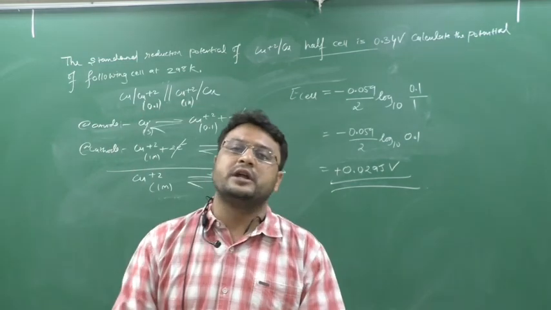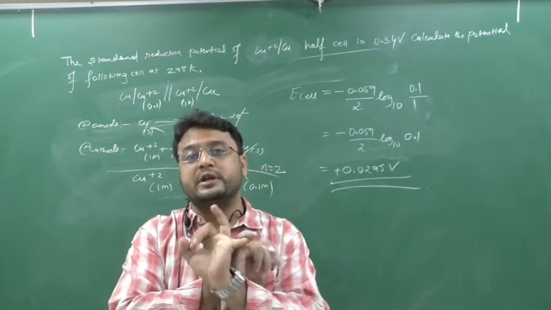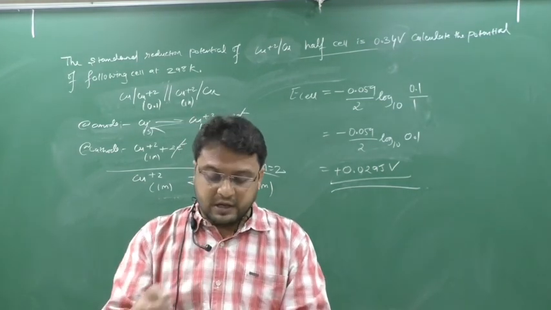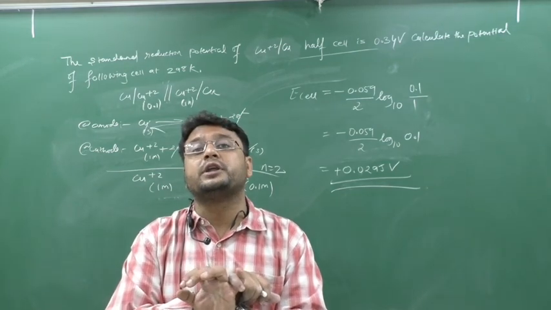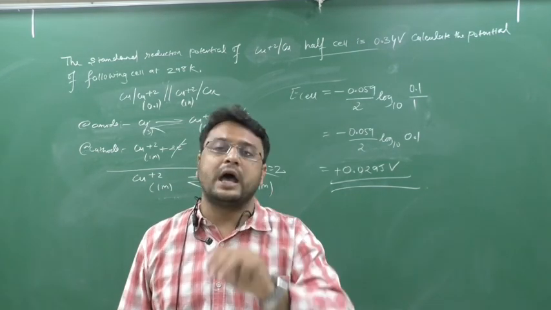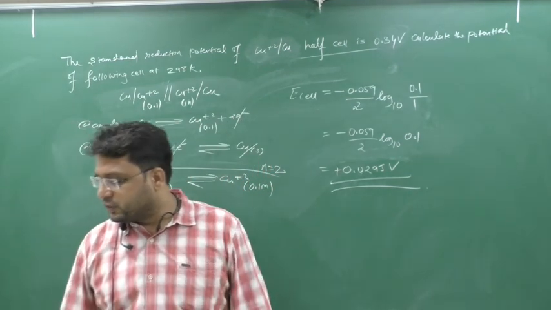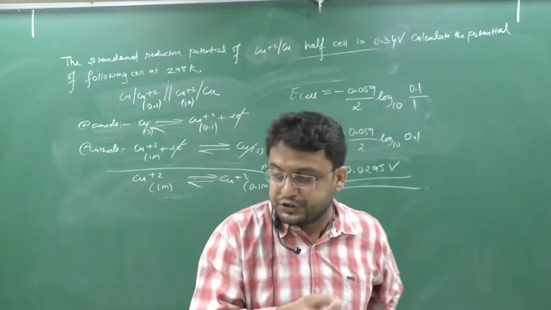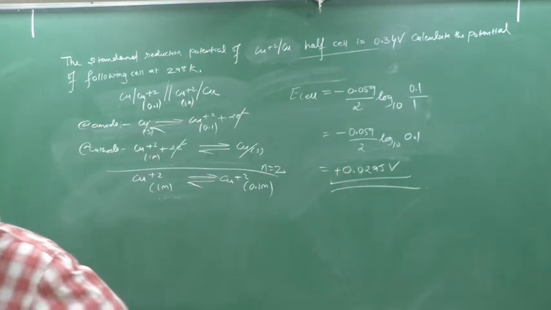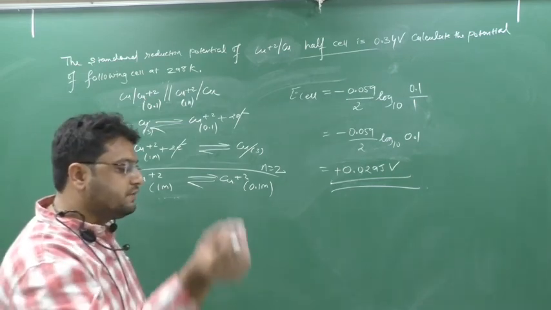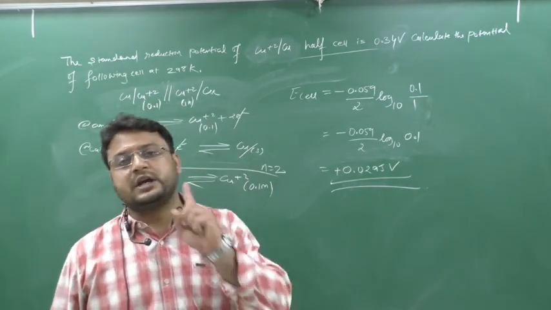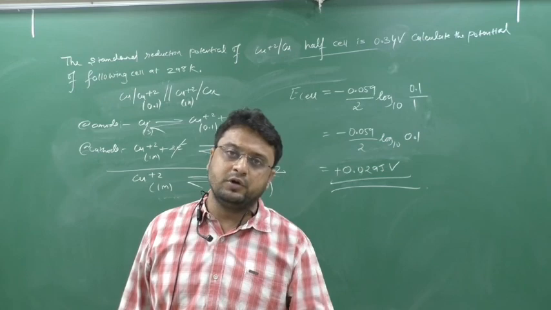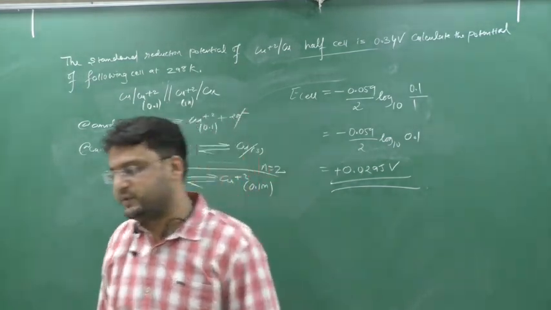By using the cell potential we can calculate the equilibrium constant Kc, the solubility product Ksp, and the ionic product of water Kw. These are the three applications of cell potential by using the Nernst equation, which I have done in my next video.